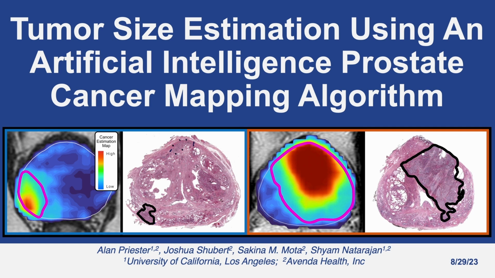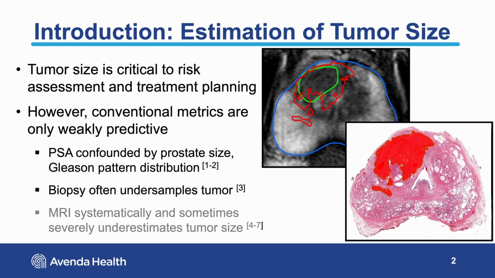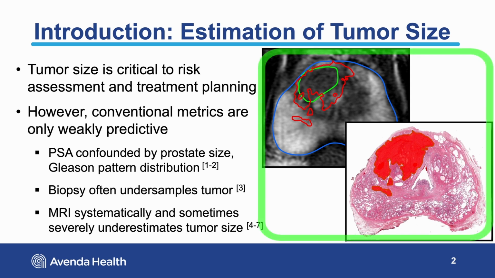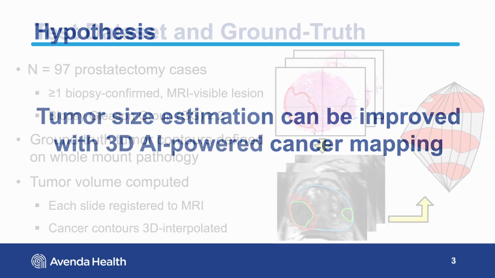For my second topic, now I'll discuss the estimation of tumor size using AI cancer mapping. The accurate estimation of tumor size is critical for assessing risk and selecting treatment strategies. Unfortunately, conventional clinical and imaging estimates are weakly correlated with tumor size. MRI in particular has been shown to systematically and sometimes severely underestimate the true size and extent of tumors, as seen in this image. So there's room for improvement, and we hypothesized that tumor size estimation can be improved with 3D artificial intelligence-based cancer mapping.